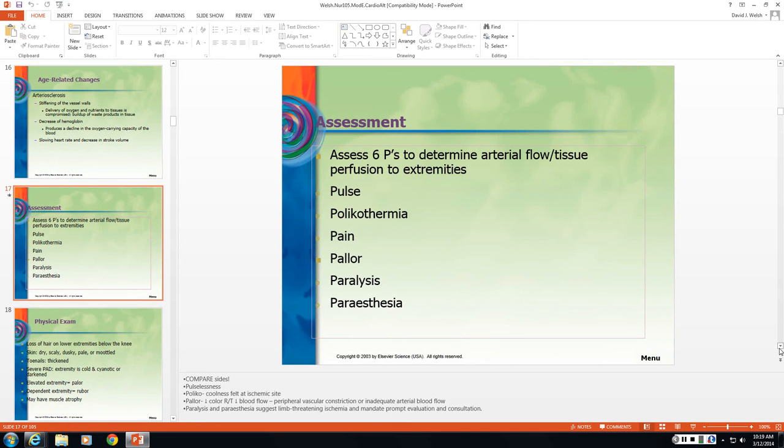Your pain, whether they have pain in that extremity, the pallor, the color, and that's going to be related to the blood flow. So if you don't have adequate blood flow, you're going to go from a pink to a pale color in that area. Paralysis and paresthesia suggest that limb-threatening ischemia is occurring, and that's going to mandate prompt evaluation and consultation. So with paralysis, they may not be able to move the limb. Paresthesia, basically the limb is going to have no feeling in it at all.